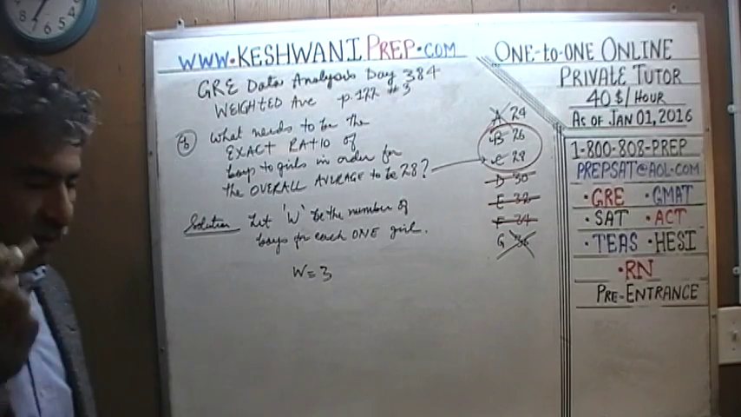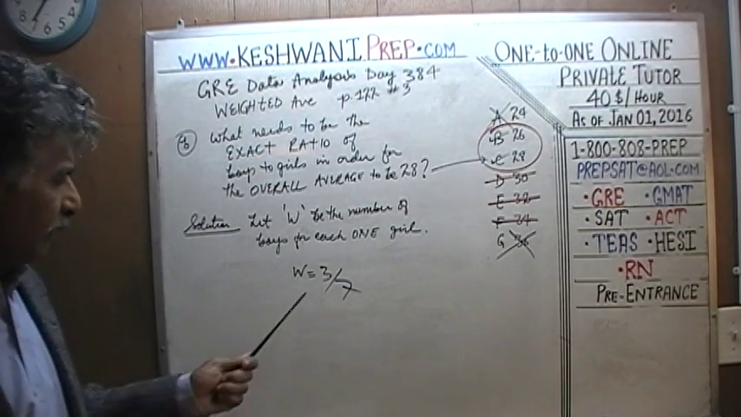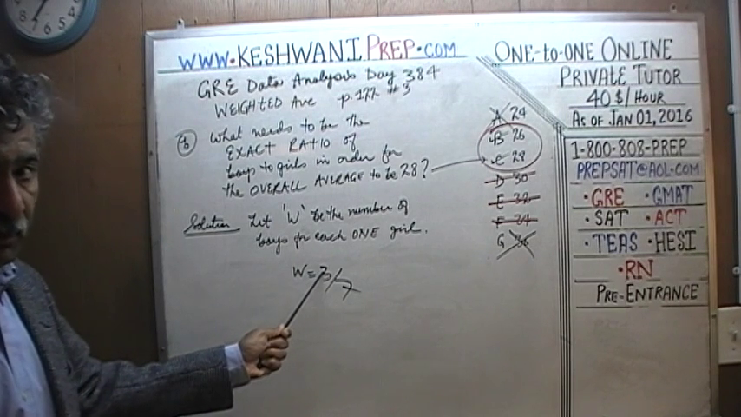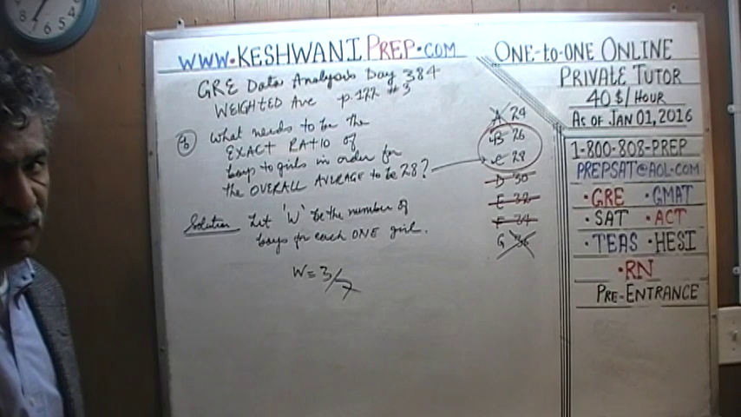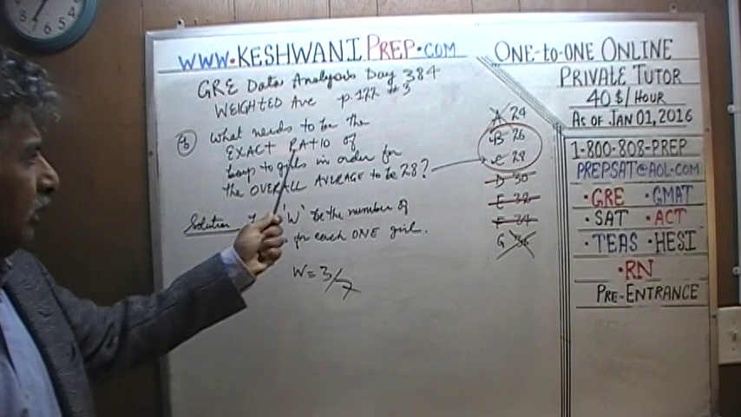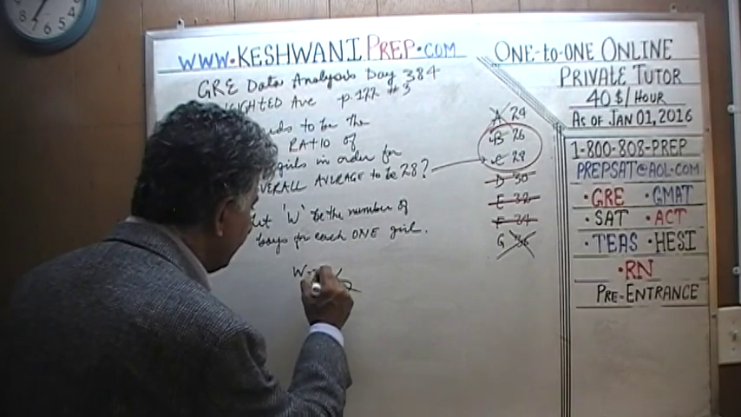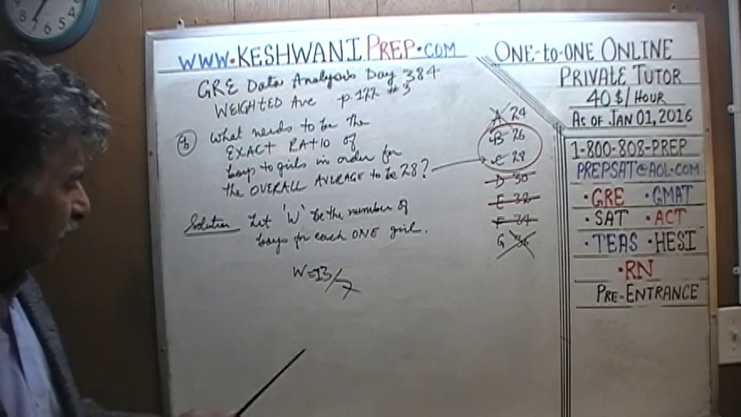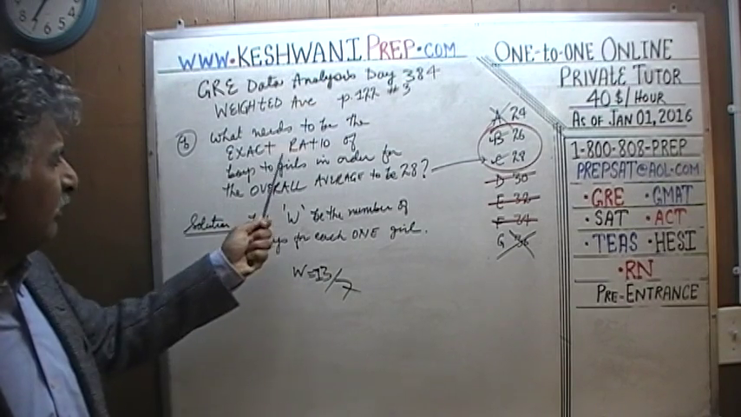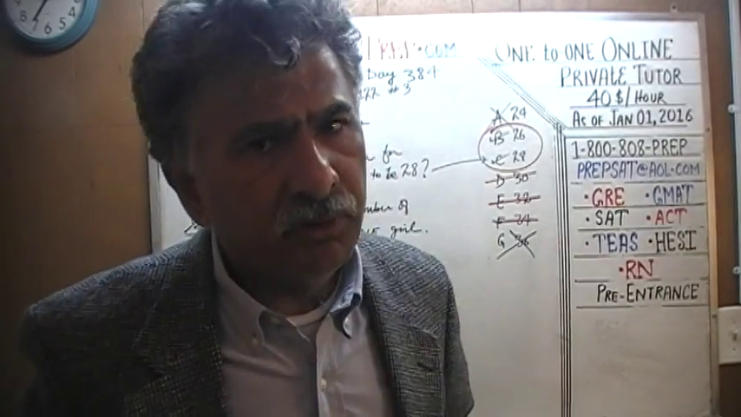On the other hand, we do all the work, and it turns out that W happens to be 3/7. What would that tell you? It will tell you that for every 3 boys, there would have to be 7 girls, which is impossible in our case, because we are told that there are more than twice as many boys. Is it possible for W to turn out to be 13 over 7? The answer is no. 13 over 7 is also not possible, because 13 over 7 is less than 2. There has to be more. The problem tells us there are more than twice as many boys.